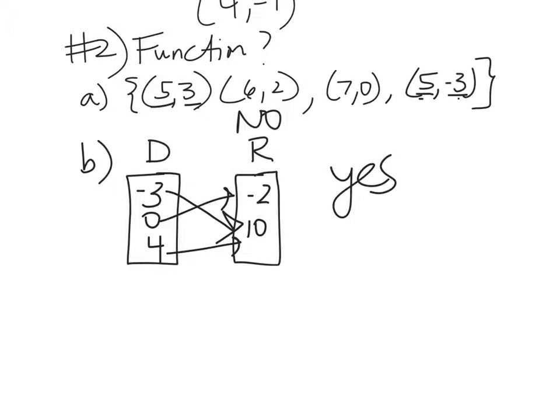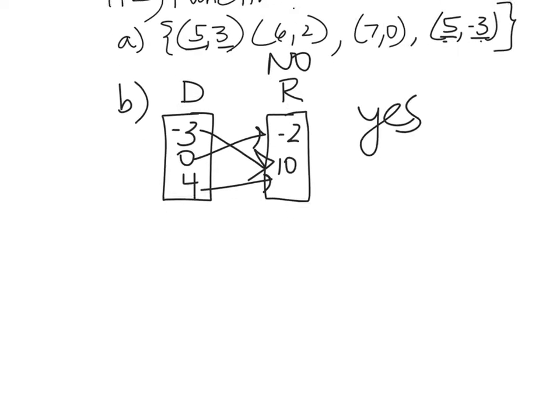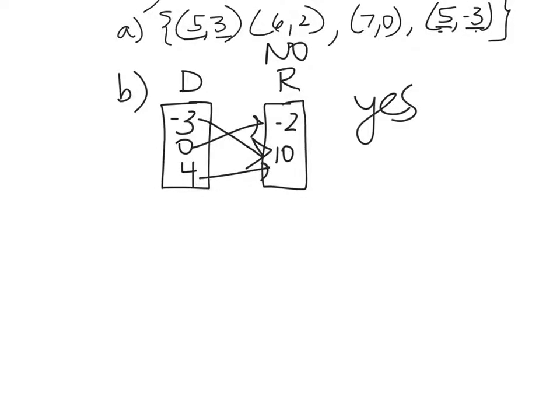Now, what if we have a graph? A graph is a little trickier to see. You can't see if the x's repeat. So we actually have another special way to determine whether a graph is a function, and it's called the VLT. It's not a sandwich.